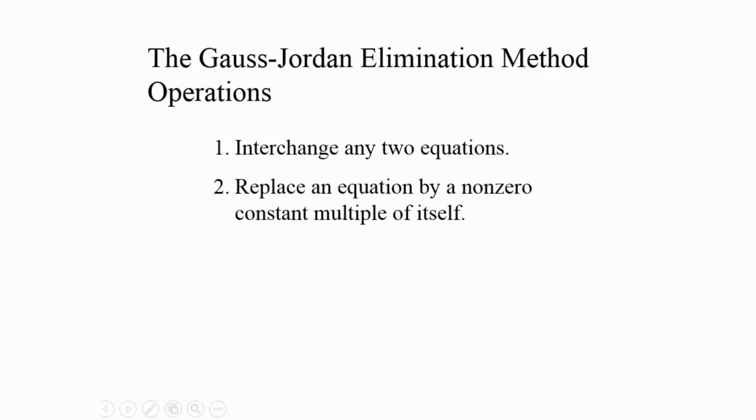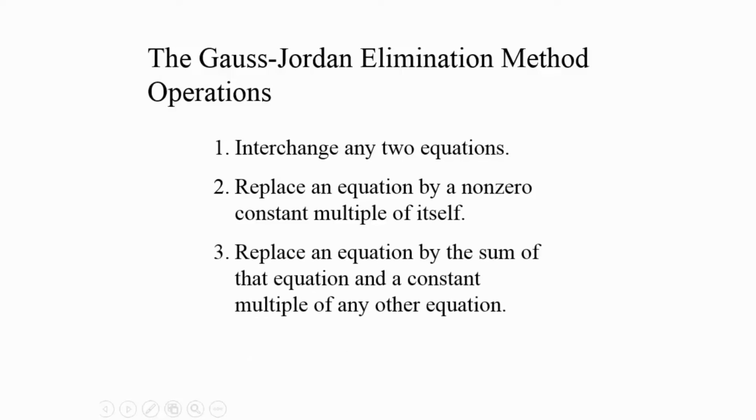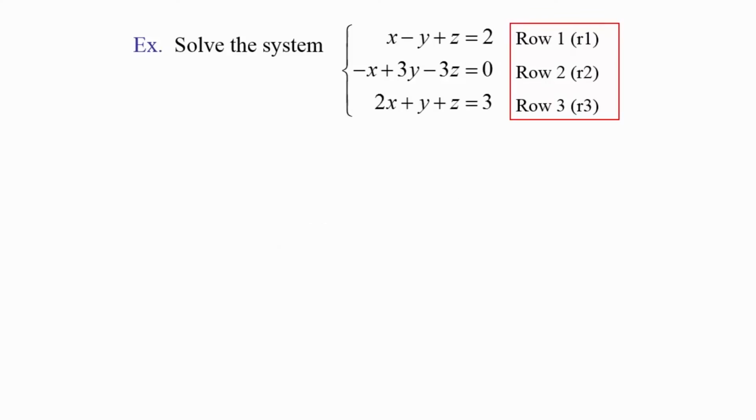Interchange any two equations. It says replace an equation by a non-zero constant multiple of itself, and replace an equation by the sum of the equation and a constant multiple of any other equation. What does it mean? We're going to see that in action. Look here. You have x minus y plus z equal 2. I'm going to show you what it actually means, and when you see it, it might become a little bit clearer to you.